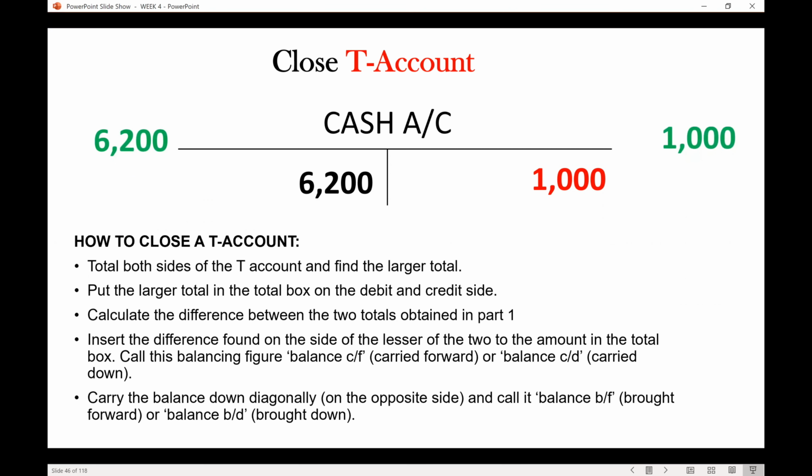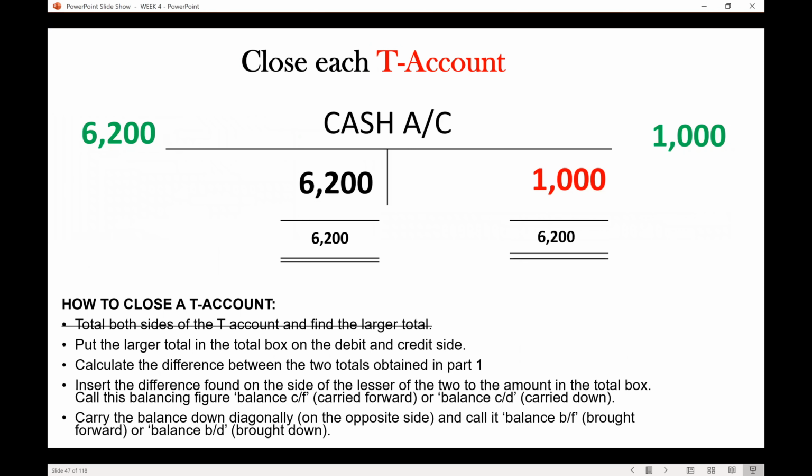So when we total both sides, we have on our debit side 6,200 and the credit side 1,000. And it says after you total, you find the larger of the two. The larger of the two here is the 6,200, right? And what we do after that is place the larger total in the total box on both the debit and the credit side. And that's what you're seeing here with the double underlining, right?